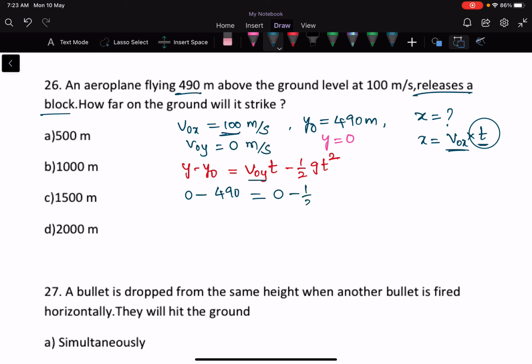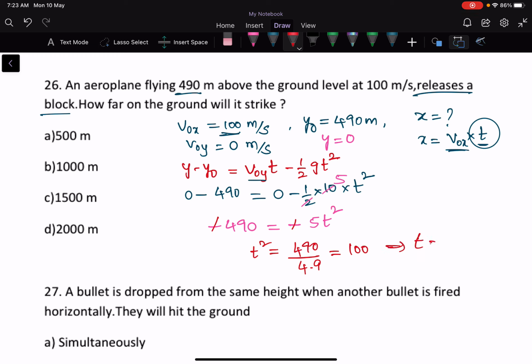So 0 minus, I am taking g value as 10 here, 10 t square. So minus 490 is equal to minus 5 t square. So here minus and minus get cancelled. So t square is equal to 490 divided by, let me take it as 9.8, 5. I am writing it as 4.9. That is t square equal to 100. That means t is equal to 10 seconds. We got t is equal to 10 seconds.